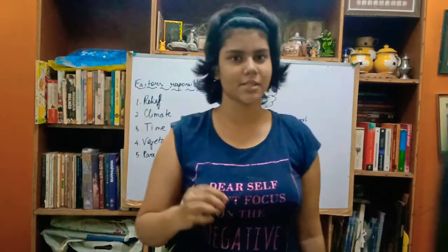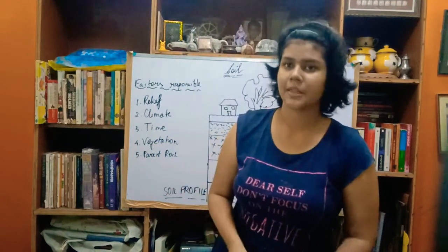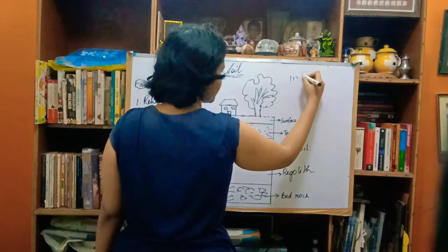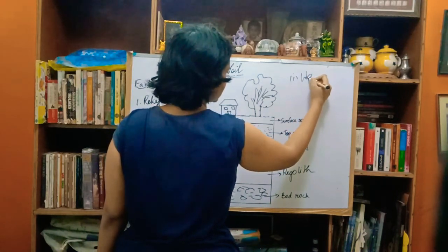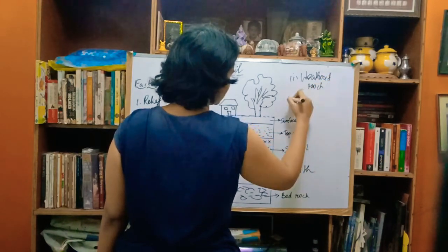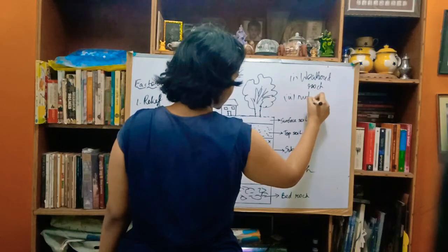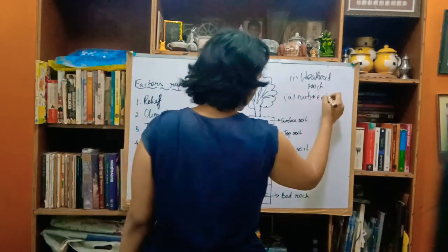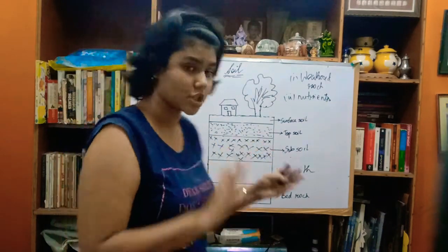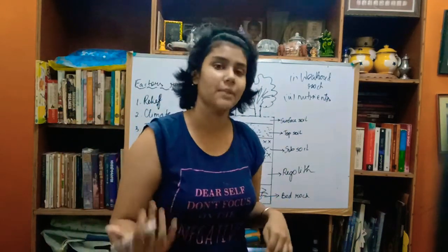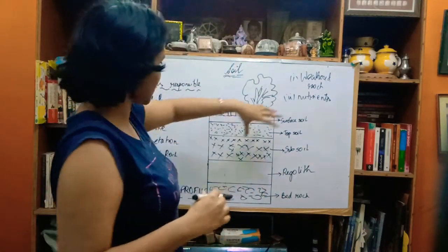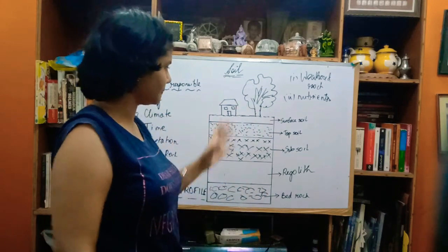This soil consists of a few things. What are they? Number 1, weathered rock. Number 2, nutrients. Weathered rock, that is the parent rock material from which the soil originates, and nutrients which help in the development of plants. Now, you can see a very beautiful looking diagram here, right?